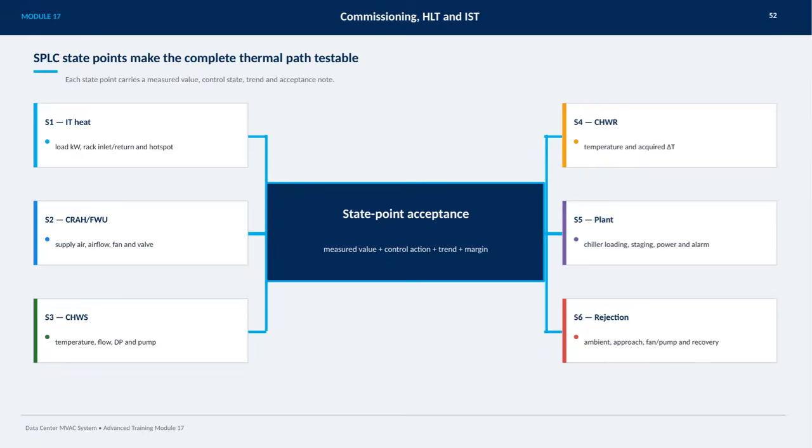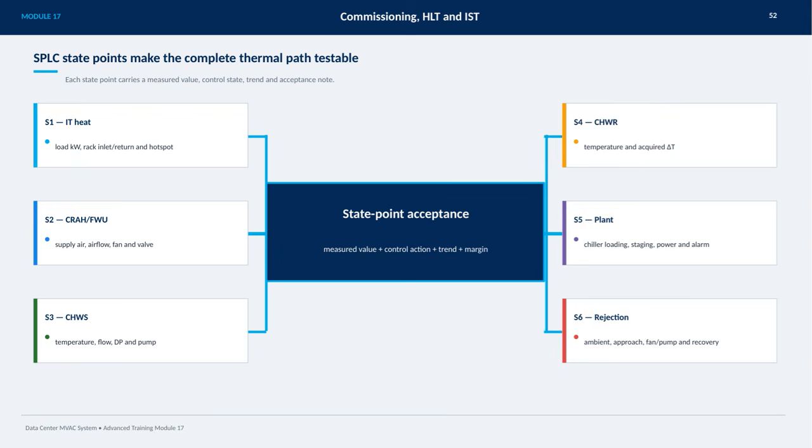On this slide, we're looking at how SPLC state points enable us to test the entire thermal path comprehensively. Each state point provides critical information including a measured value, the current control state, trends over time, and an acceptance note to ensure proper operation. Starting with S1, we monitor the IT heat load in kilowatts, as well as rack inlet, return, and hotspot temperatures. Moving to S2, we focus on the CRAH or FW units, checking supply air, airflow, fan operation, and valve positions.